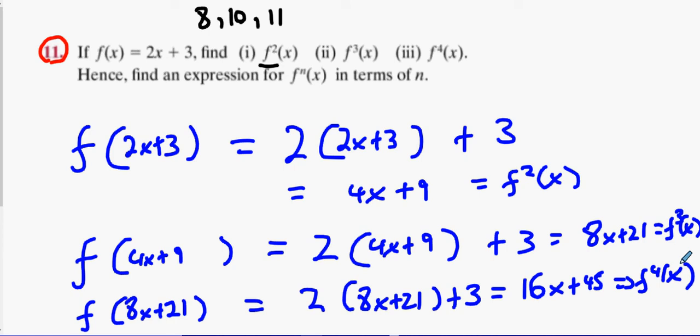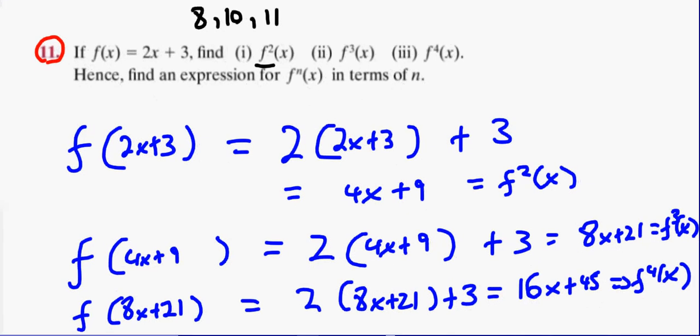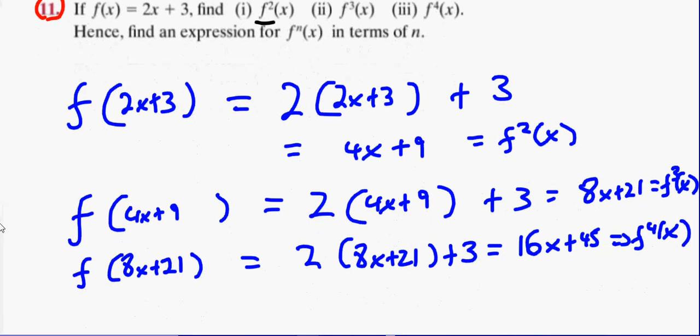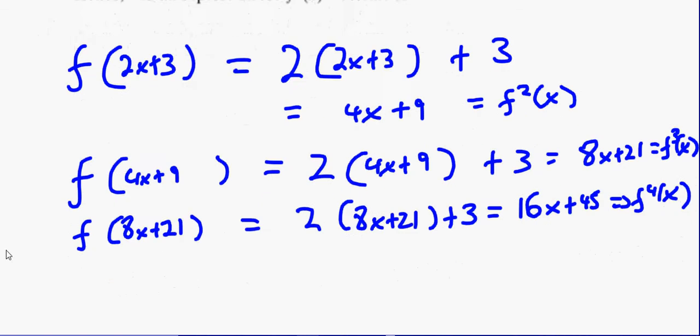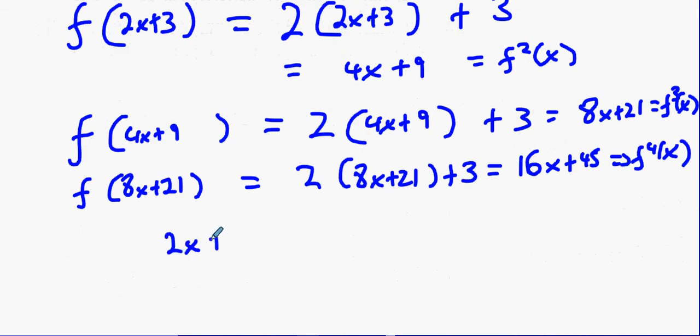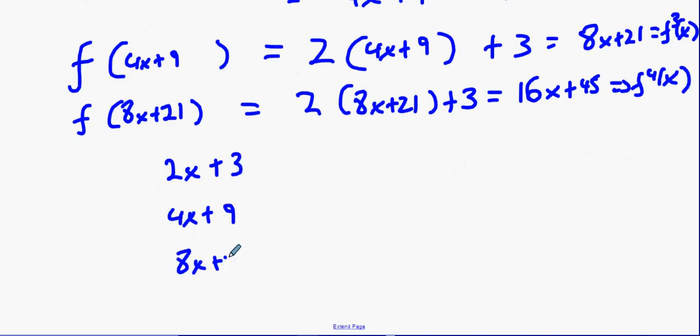I'm surprised it's there. Sorry about that, guys. Just while I'm here, it starts off at 2x plus 3. Then it goes to 4x plus 9. Then it goes all the way up to 8x plus 21. Then it goes to 16x plus 45, is it?